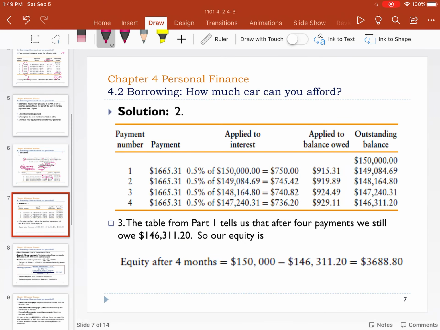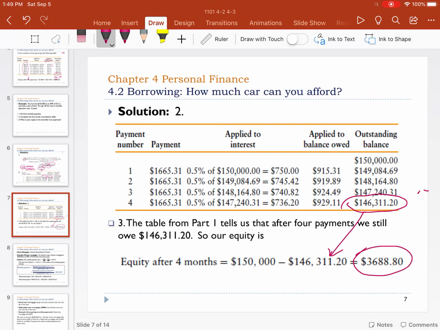In fact, let's take a full look at this table. And same table as before, no change. The table from... This part tells us after 4 payments, we still owe this number here, the $146,311. And let's see, there it is. And they subtracted it from the total, and this is our equity after 4 months.